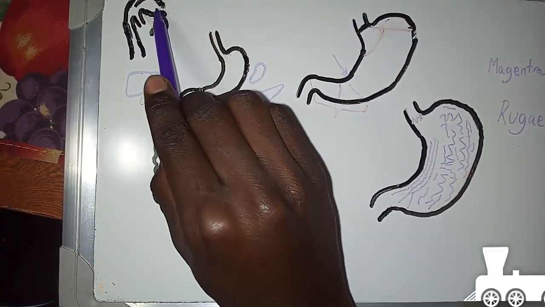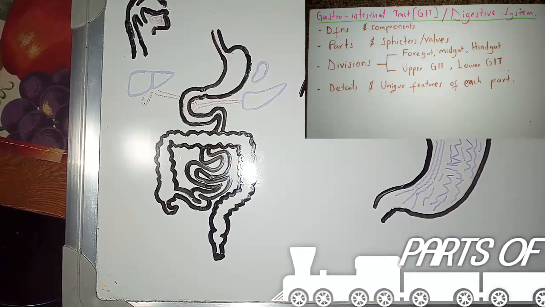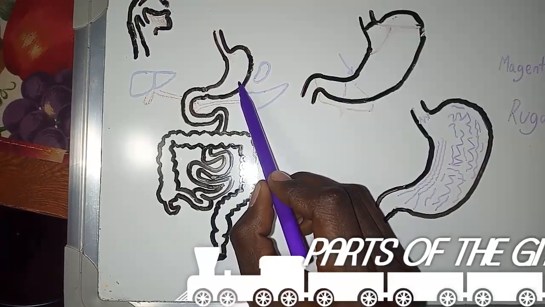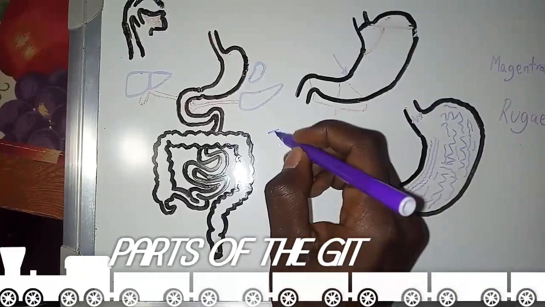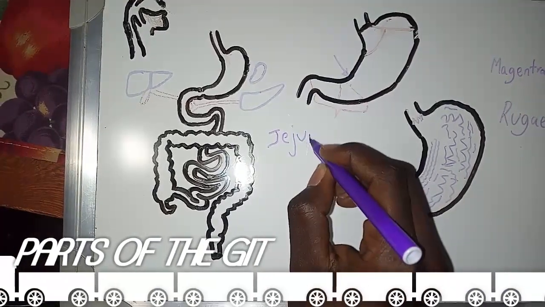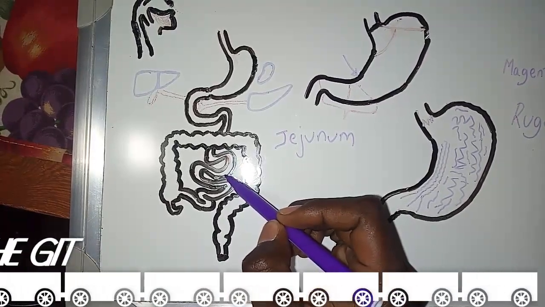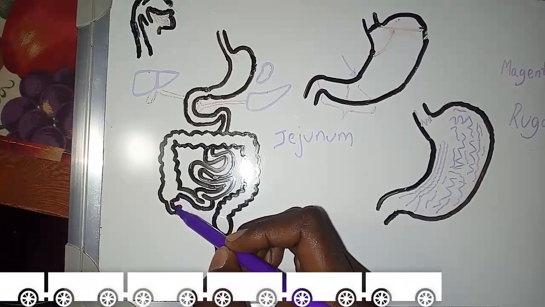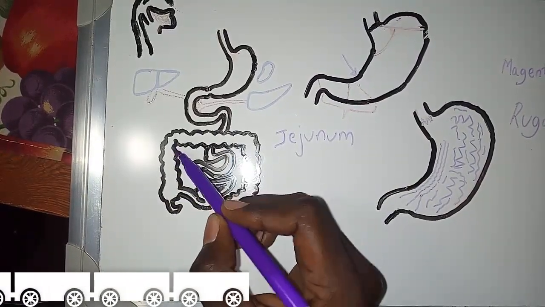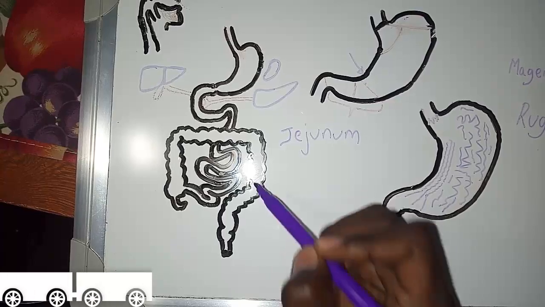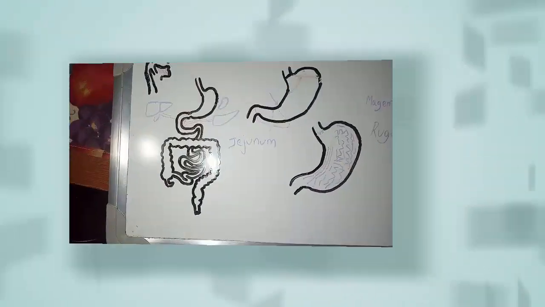The GIT is the tube that runs from the mouth to the anus. It consists of the mouth, the esophagus, the stomach, the duodenum, the jejunum, the ileum, the cecum, the vermiform appendix, ascending colon, transverse colon, descending colon, sigmoid colon, rectum, and the anus.